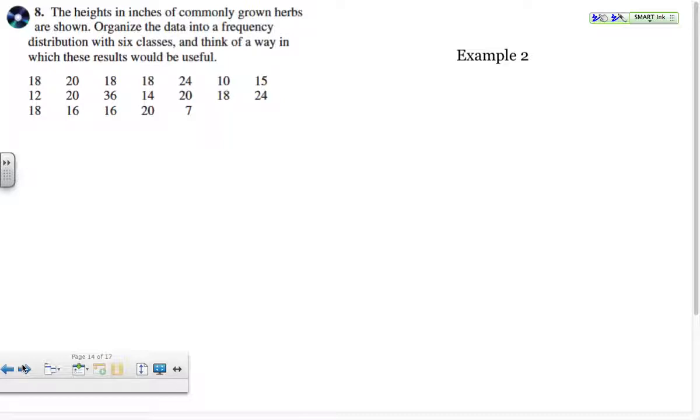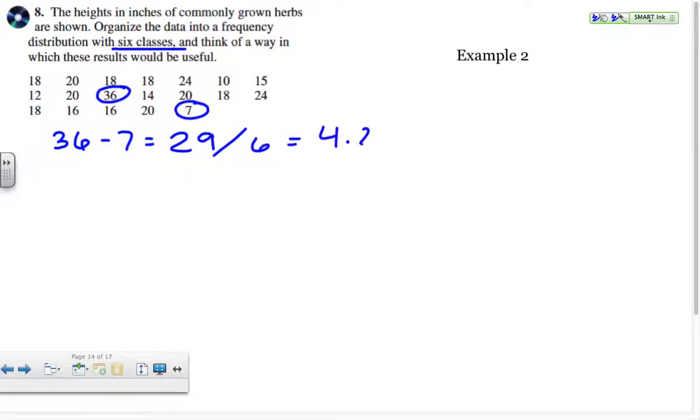So, what is my range? My smallest number is 7 and my biggest number is 36. So 36 minus 7 is 29. That is my range. I'm going to divide that by however many classes I have. In this case, they asked for 6. I'm going to divide that by 6, and I end up with 4.8.